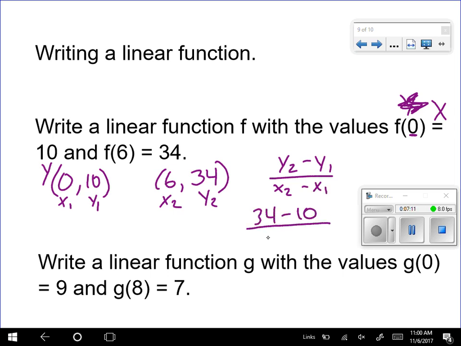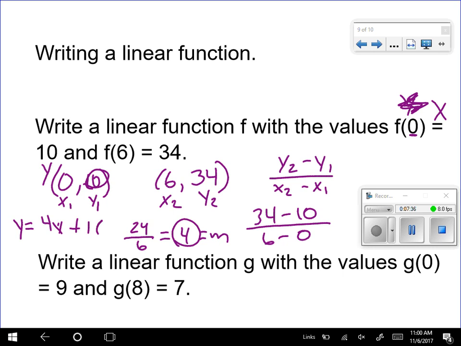We have 34 minus 10 over 6 minus 0. So we get 24 divided by 6 equals 4. So that's our slope. And then wherever x is 0, that's our y-intercept. So we have our y-intercept at 10. So we have 4x plus 10 as our equation.